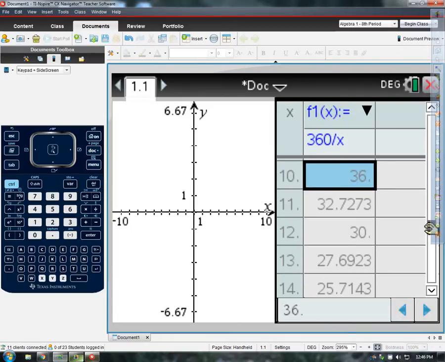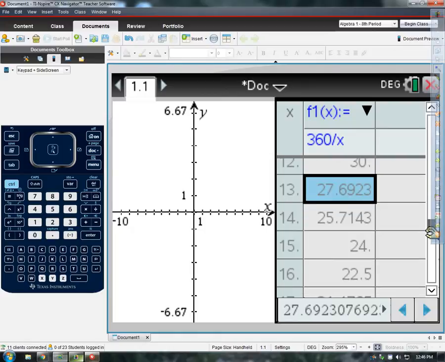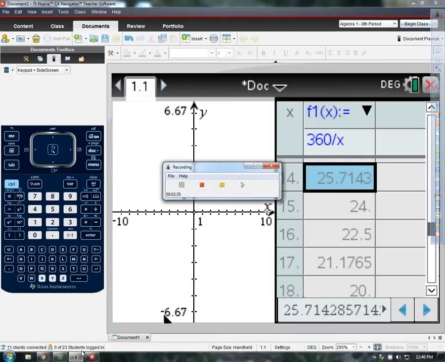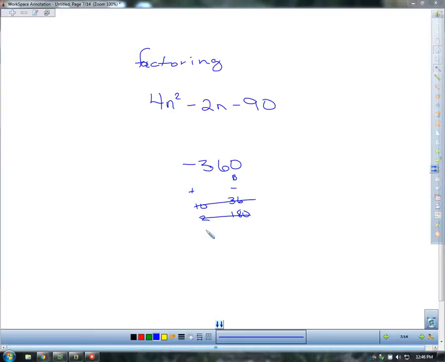10 and 36 we already tried. I'm trying to find some that are 2 different. Ooh, 18 and 20, that sounds good. So if I do 20 and 18, hey, looky there, we got us a winner. So I'm going to write out my factors. x plus 18, x minus 20. And as we're working this, following our steps, we know the next step is to divide by 4, or our front number.